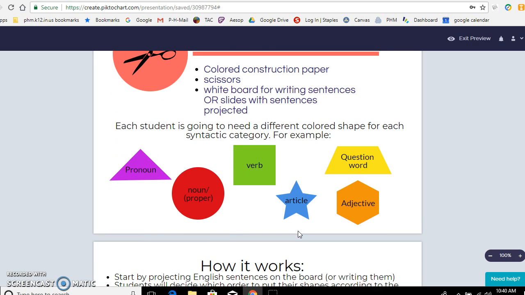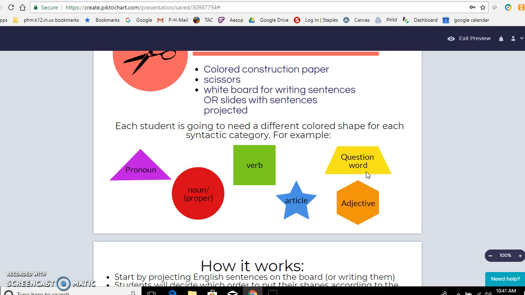So the examples I came up with were pronouns, nouns and proper nouns, verbs, articles, adjectives, and question words. So I did modify a little bit these 2 syntactic categories just because of the level appropriateness of being 7th graders. I decided to omit determiner and just use article. And I also decided to use question word. And I know that that's not necessarily a real syntactic category. It'd probably be something more like adverbial, preposition, or pronoun. But again, I think that's too high level for middle school. So I went with question word instead.